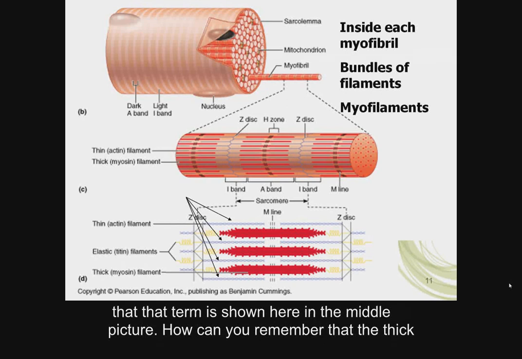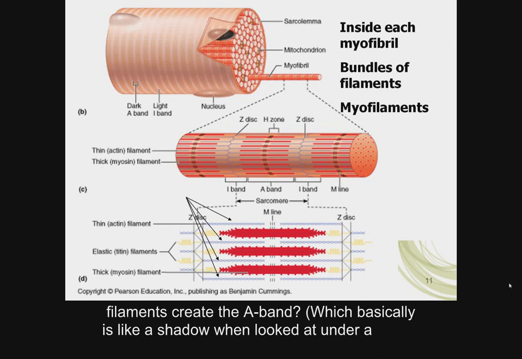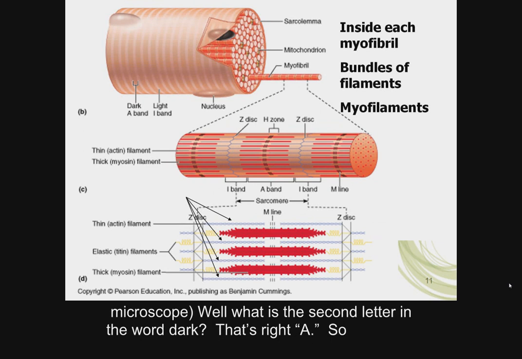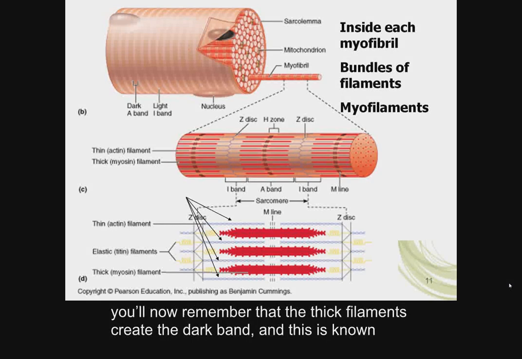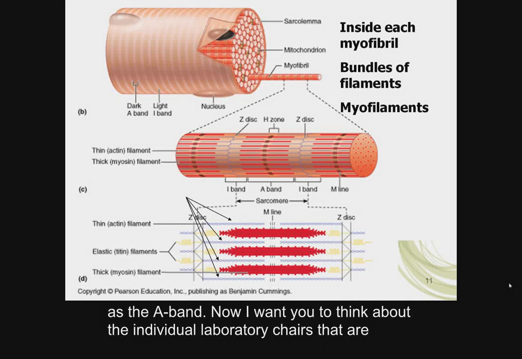Now, the thick filaments create what's called the A band. Notice that that term is shown here in the middle picture. How can you remember that the thick filaments create the A band, which basically is like a shadow when looked at under a microscope? Well, what is the second letter in the word dark? That's right, A. So you'll now remember that the thick filaments create the dark band, and this is known as the A band.